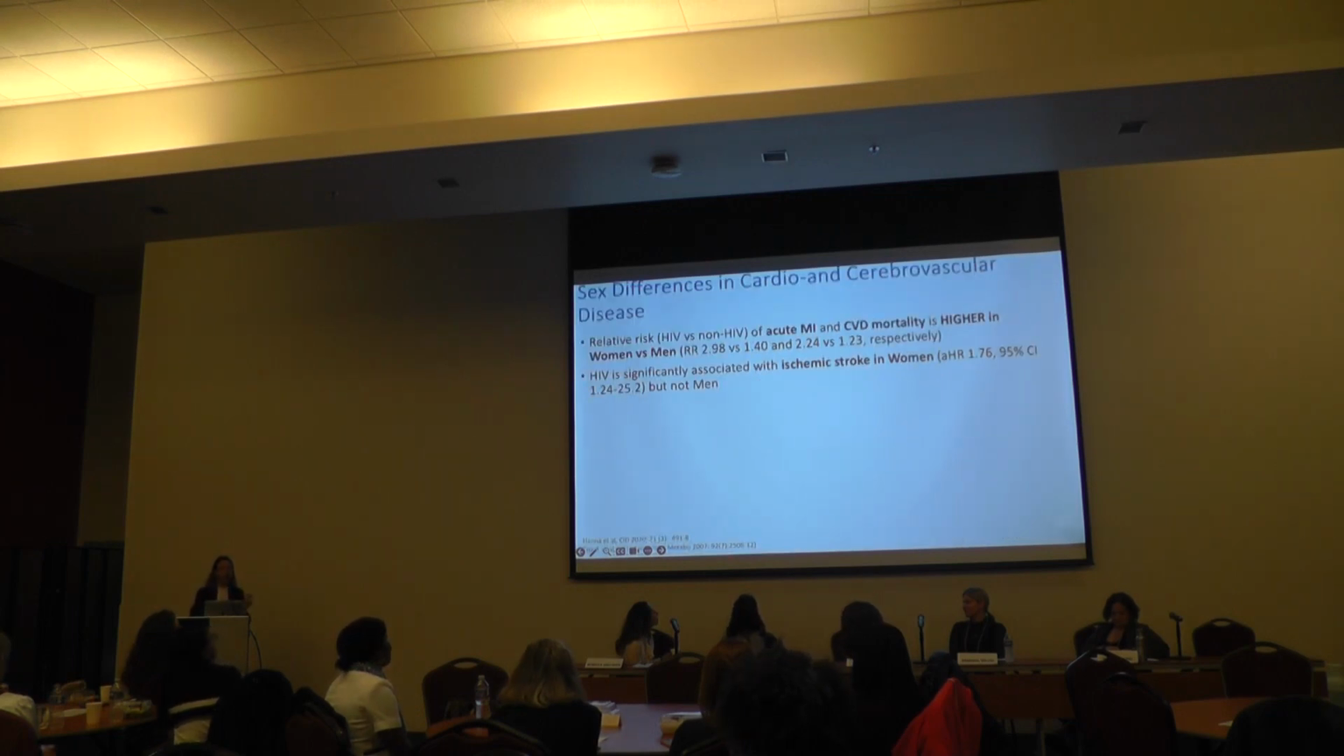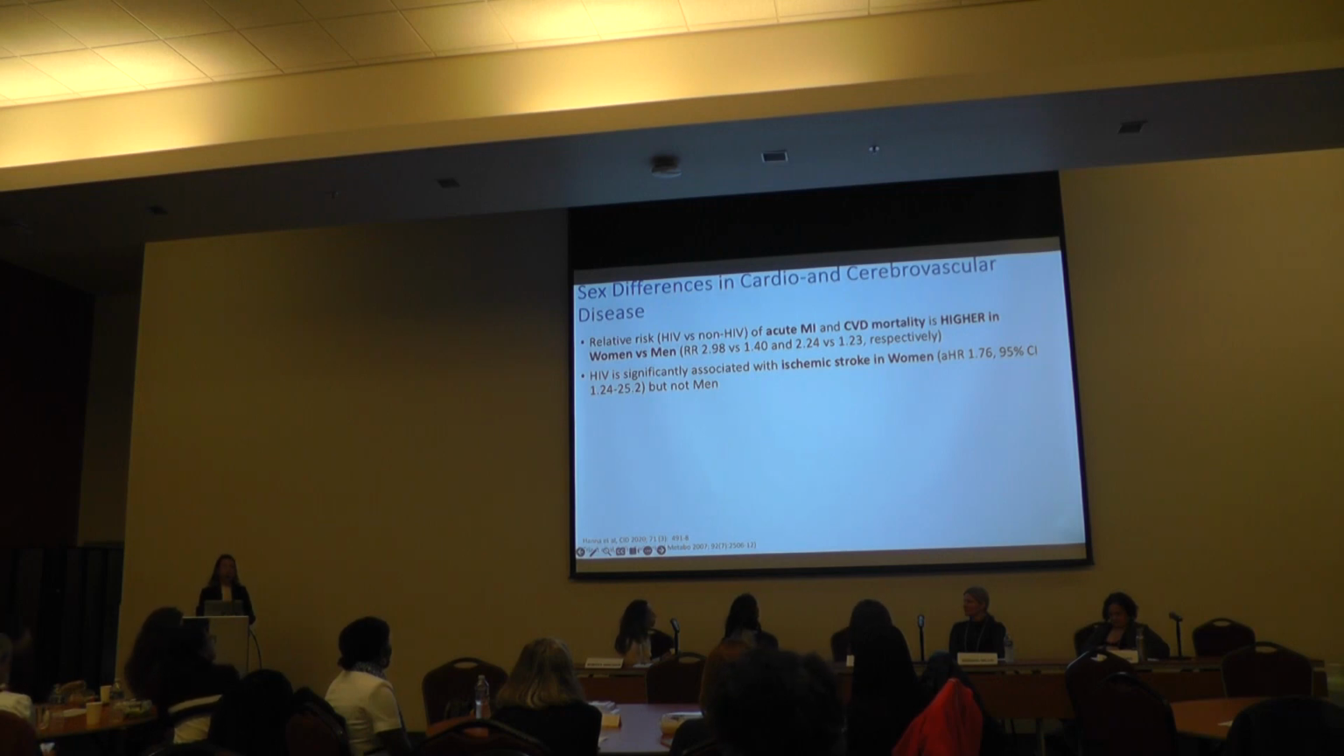When we look a little bit closer at some of the specific studies related to today's talk, there has been published work showing that the relative risk, HIV versus persons living without HIV, of acute myocardial infarction and cardiovascular disease mortality is higher in women versus men.